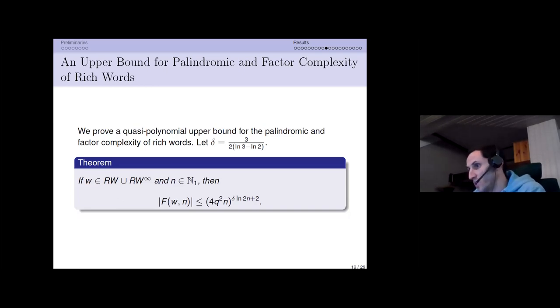Well, this is the result of my paper from 2021. I derived an upper bound for the factor complexity of rich words. So you may see this is a quasi-polynomial upper bound. And this is something that I will apply in the previous paper from 2017 that I just presented.